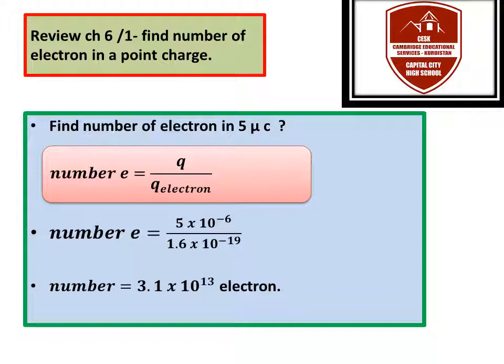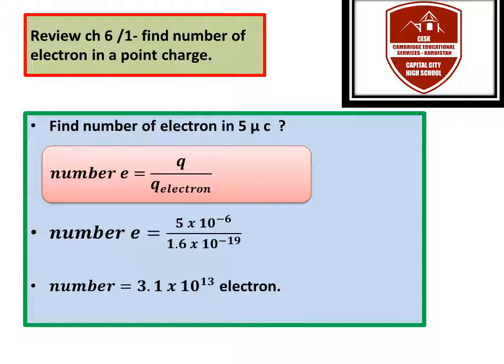The question is how we can find the number of electrons in a point charge. Of course, here it's clear in this slide, there is a question: find the number of electrons in 5 microcoulomb. So the amount of charge here is 5 microcoulomb. Firstly, the equation is number of electrons n equals Q, this is the amount of charge, divided by the charge of an electron.